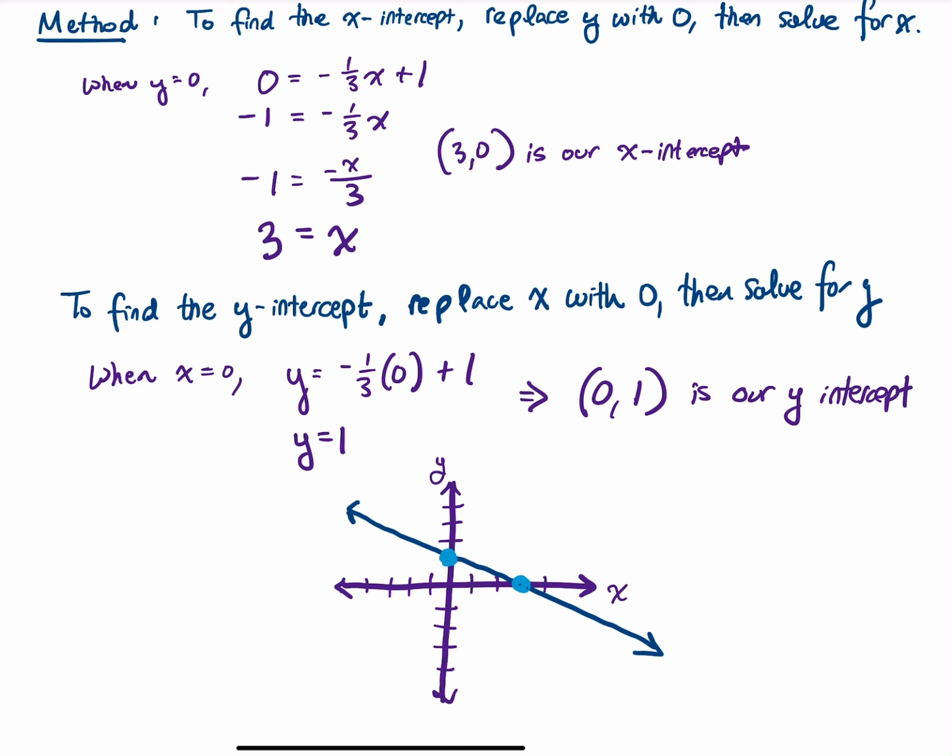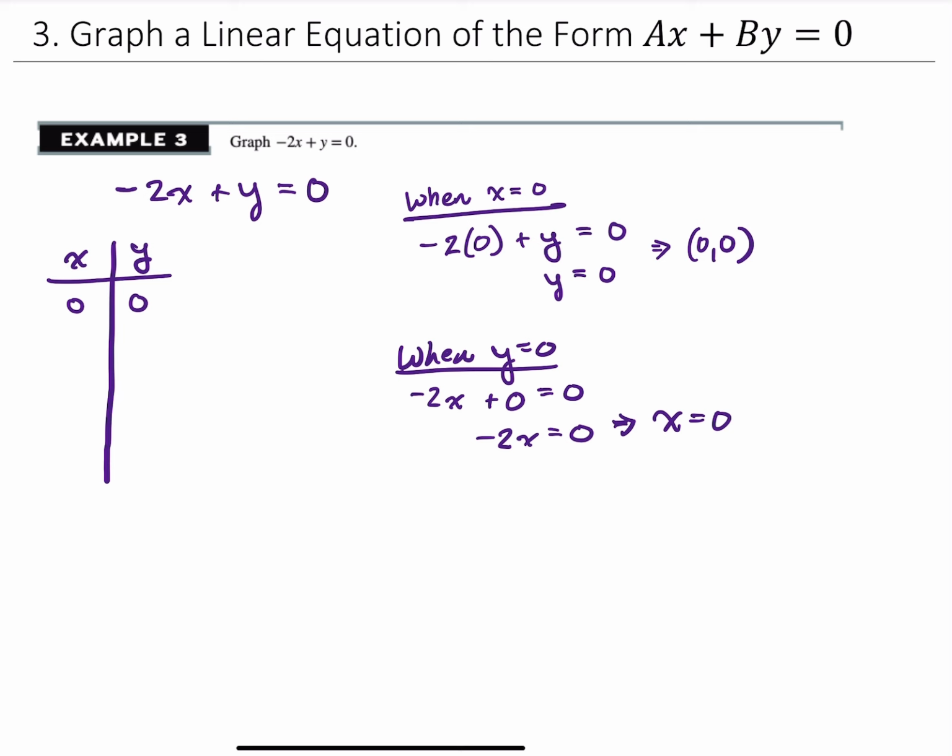So let's just pick some easy values. I'll pick positive 1 for x. So I can say when x equals positive 1, this would be negative 2 times 1 plus y equals 0. So negative 2 plus y equals 0. Add the 2 over, y equals positive 2. You should have the point 1, 2.